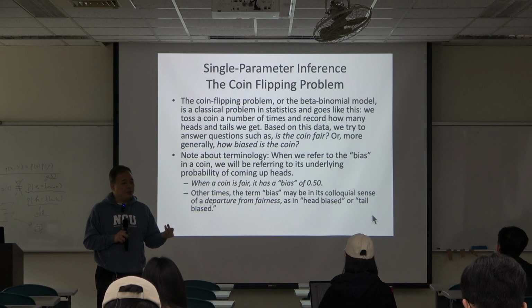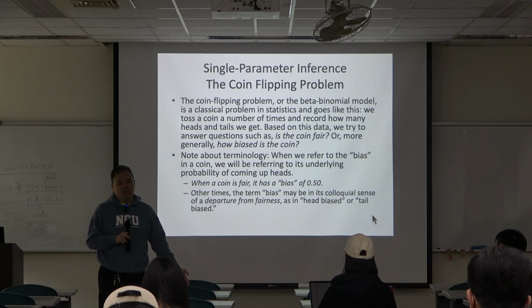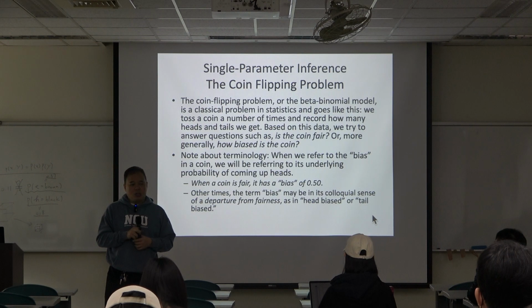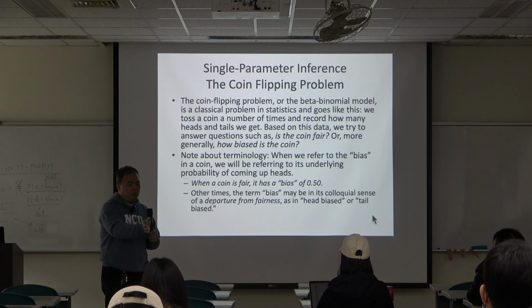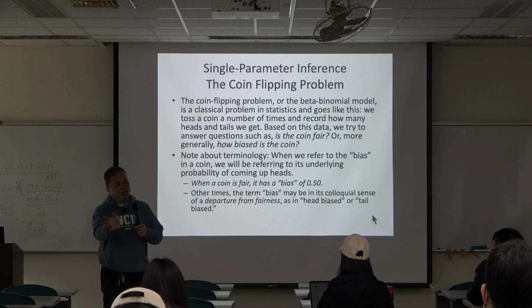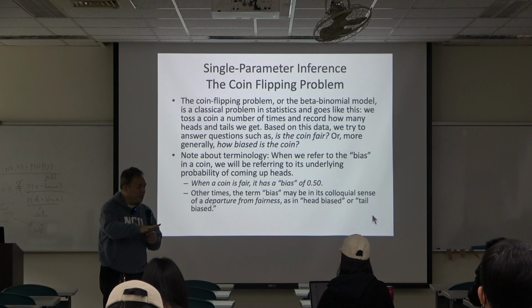For example, the first meaning is what we use sometimes, like when I say, okay, you are biased. I say you are biased, I mean, because you may treat somebody better and treat somebody bad, right? So not fair. It's biased. So this is the first meaning.